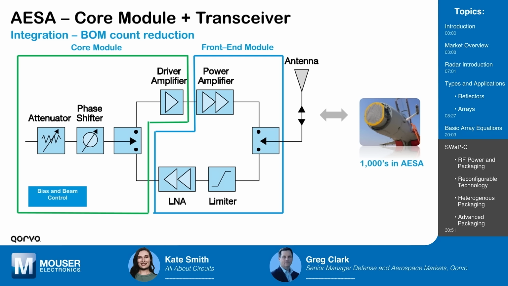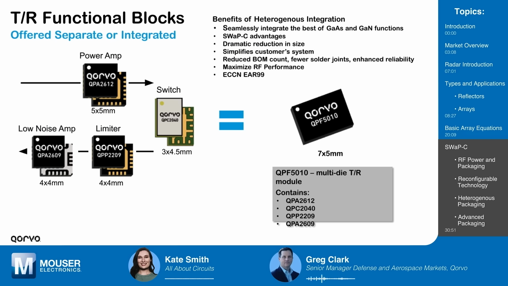Yeah, and the next slide is an example of just that for the front end module. I would have examples of the core module as well. Here we're taking 4 existing products in the Qorvo portfolio, which if you add up all the sizes there, you can kind of get an idea of how much area they take up, into a single 7x5 millimeter multifunction TR module. So it's a front end module. You get the best of both worlds. You get the benefit of the GaAs on the receive side, you get the benefit of GaN on the power side in a small size.